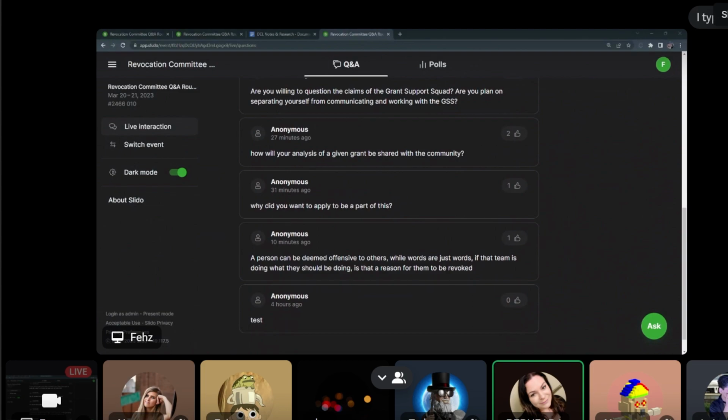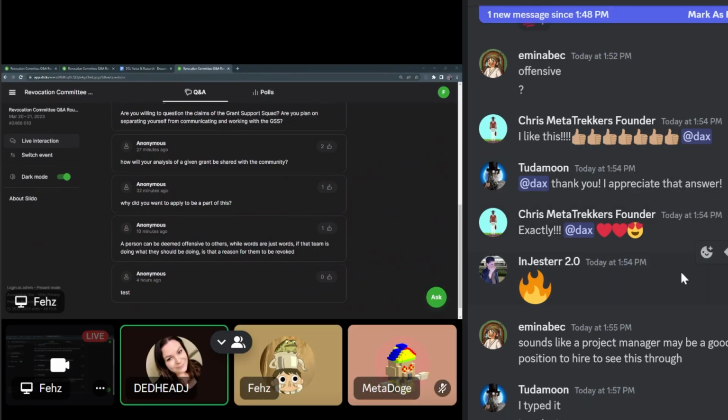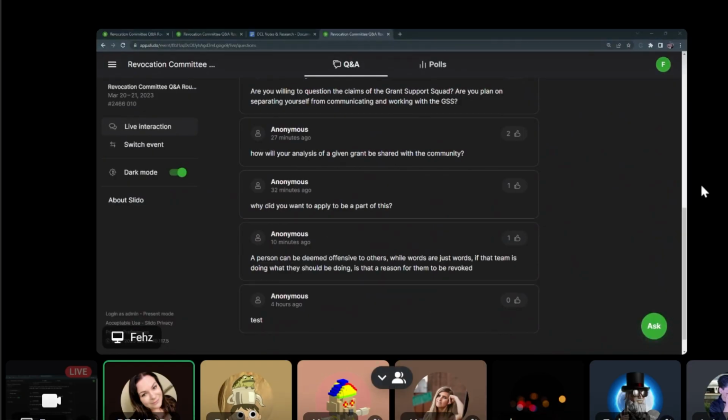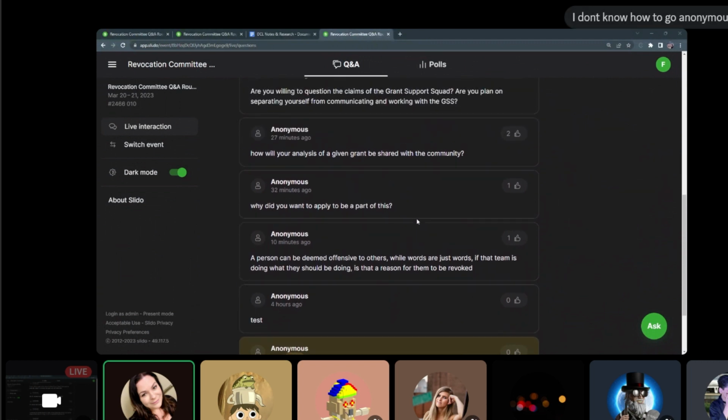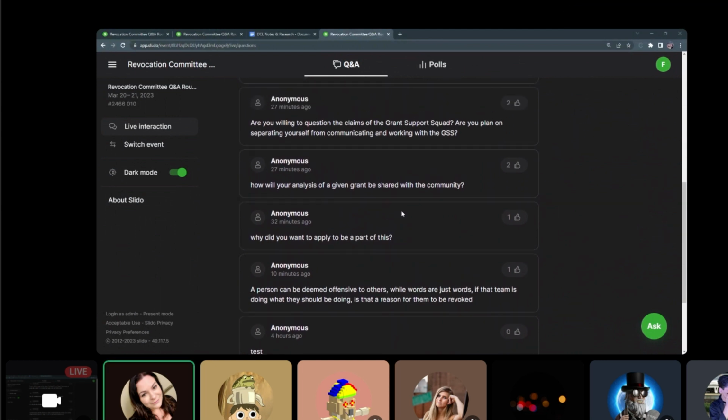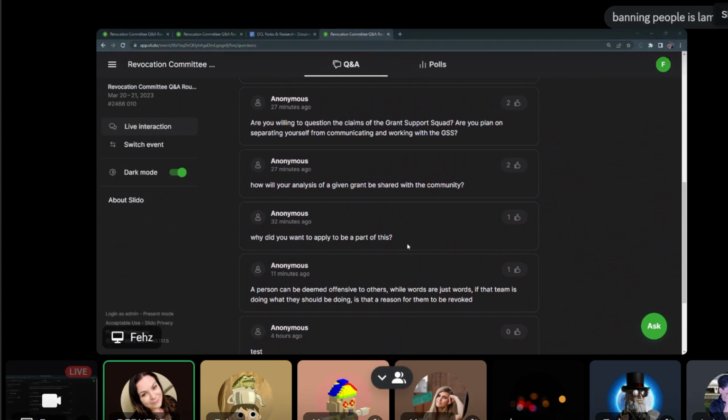I guess, if the team is doing what they should be doing, is that a reason for them to be revoked? No, I don't see why. If they're meeting their milestones and they are producing what they say they're supposed to, I don't know what that has to do with the grant. If they're being rude or offensive to community members, there's other ways of dealing with that. I think the grant is completely separate from personality issues, or what somebody may perceive as a personality offense to them. I don't know what else the person's really trying to ask other than that.